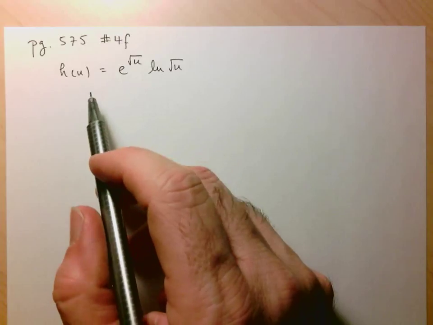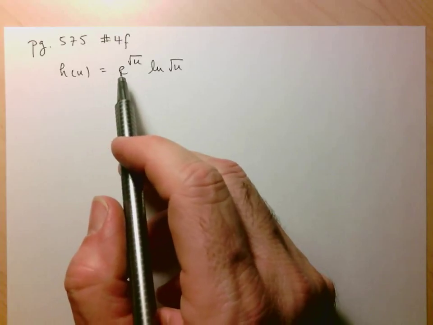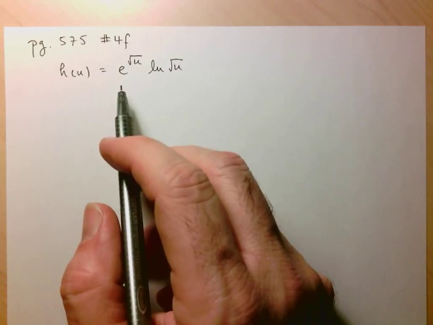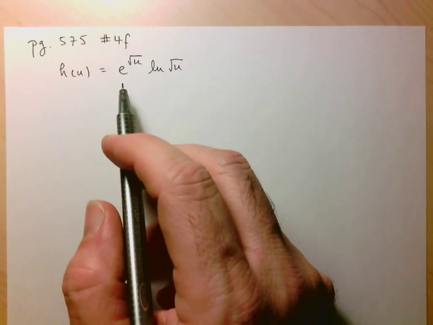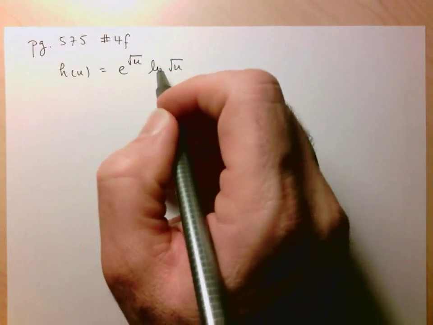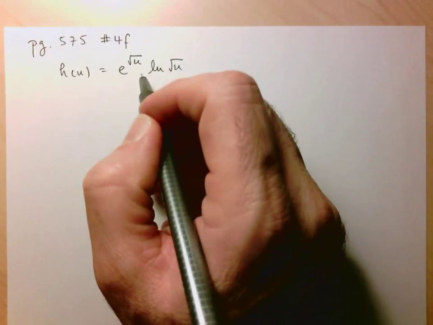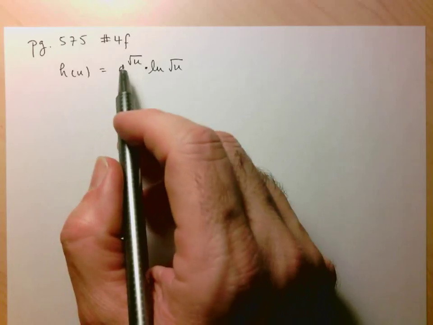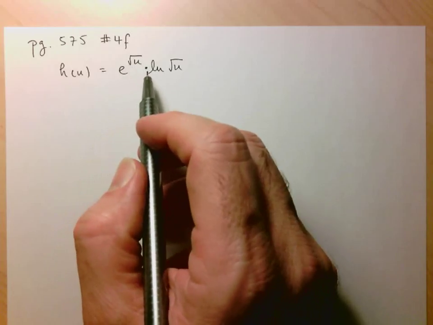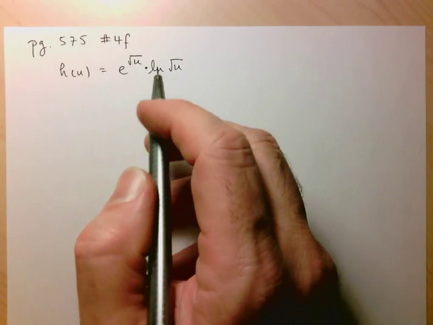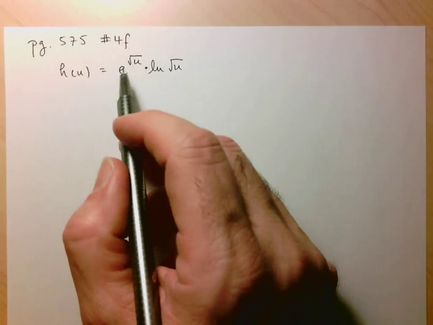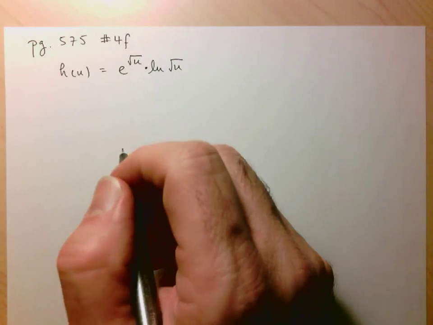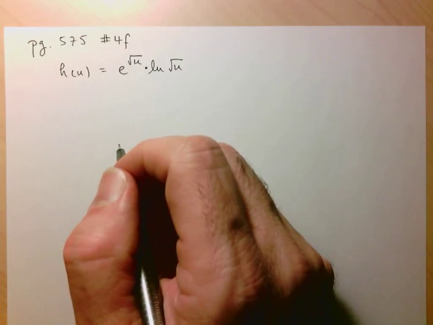So keep in mind that if I'm going to use the chain rule, I won't be referring to u as my intermediate variable. I'll probably use something like v. Okay, so first thing to notice here is that I've got two very different functions that are being multiplied. So I'm going to consider this as the product of two functions: e to the square root of u times ln of the square root of u. So I'm going to use the product rule first, but of course in finding the individual derivatives I'll have to use the chain rule.